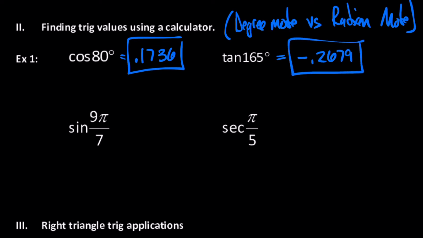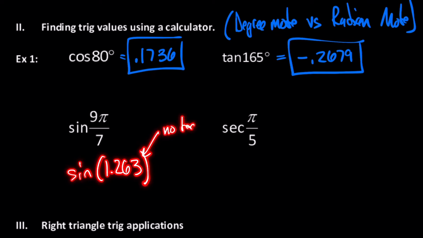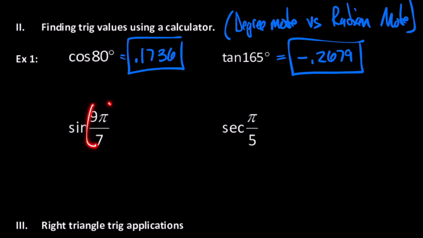A little bit more challenging here. Sine 9 pi over 7. This you would need to be in radian mode, right? I don't see degrees. Now remember, you don't have to have pi in your angle to be in radian mode. I could ask you this, sine 1.263. No degree symbol, so this means you must be in radian mode. Most of the time we do see pi because we're talking about our reference angles, but you don't need to have pi in there. So if you put this into the calculator, make sure you have parentheses around that, and you're in radian mode, you should get negative 0.7818.